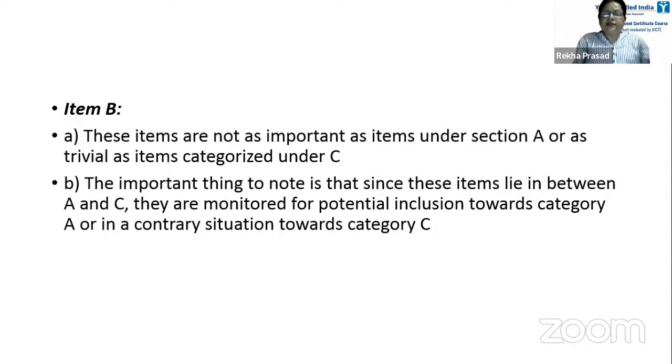The important thing to note is that since these items lie in between A and C, they are monitored for potential inclusion towards category A or, on the contrary, towards C. अब इसमें भी हो सकता है कुछ कैटेगरी A की तरफ ज्यादा होंगे, कुछ कैटेगरी C की तरफ. उनकी वैल्यू क्या, क्योंकि ये तो रेंज है ना, तो कुछ इसमें भी ऐसे आइटम होंगे which will be costlier and उनका कंजम्पशन भी ज्यादा हो रहा होगा. So it can be both towards A and also towards C.